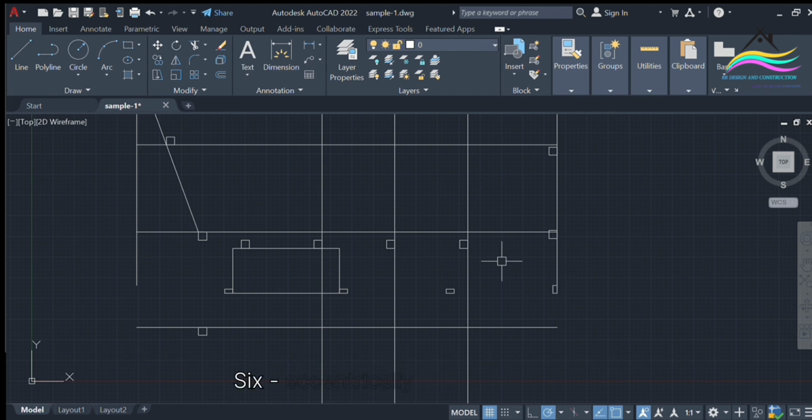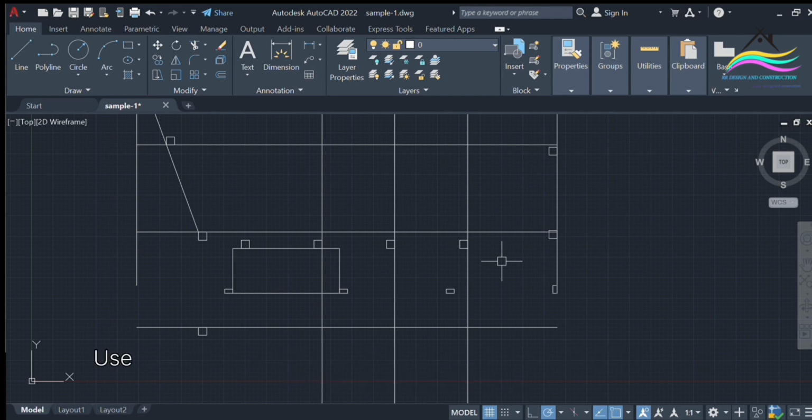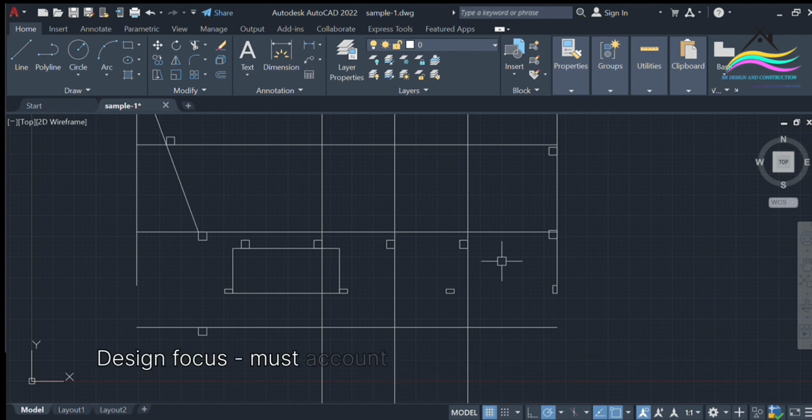6. Eccentrically loaded columns. Purpose: designed to handle loads that do not act through the centroid of the section. Use: in buildings with irregular layouts or lateral load-resisting systems. Design focus: must account for bending moments and lateral stability.